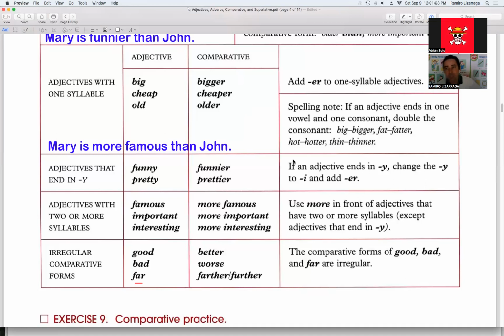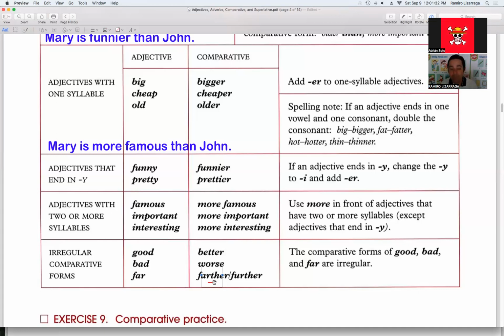Bueno, entonces, ok. Ahí va la pregunta otra vez. A ver si me pueden decir la respuesta. Y estoy usando esta palabra. Who lives farther? Adrián or Leslie? Who lives farther from Los Mochis? Adrián or Leslie? Who can give me the answer orally?